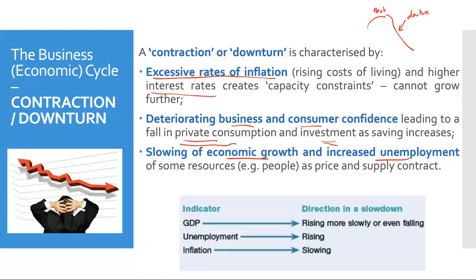What is this characterized by? What are the things you're going to see in a contraction or a downturn? GDP might be rising more slowly or, more likely, falling. Unemployment will start to rise. And as we have more unemployment and less growth, the price pressure, so inflation, is going to start to go down. It might start to slow because we're taking the heat out of the economy.